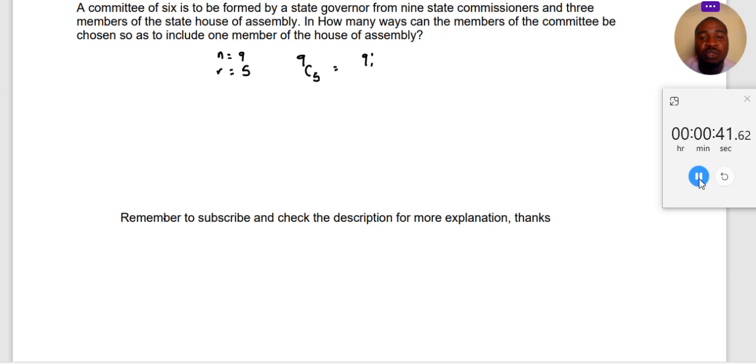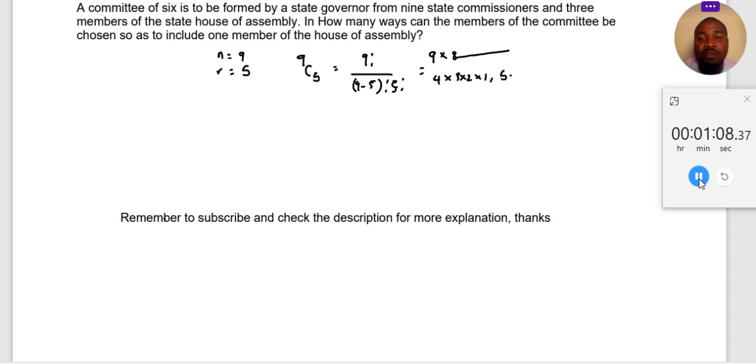This is just 9 factorial upon 9 minus 5 factorial, then we have 5 factorial. This is going to give me 9 multiplied by 8 and so forth. Here we have 4 multiplied by 3 multiplied by 2 multiplied by 1. Then also the 5 factorial, right? The 5 factorial is going to take out this 5 factorial over here, right?